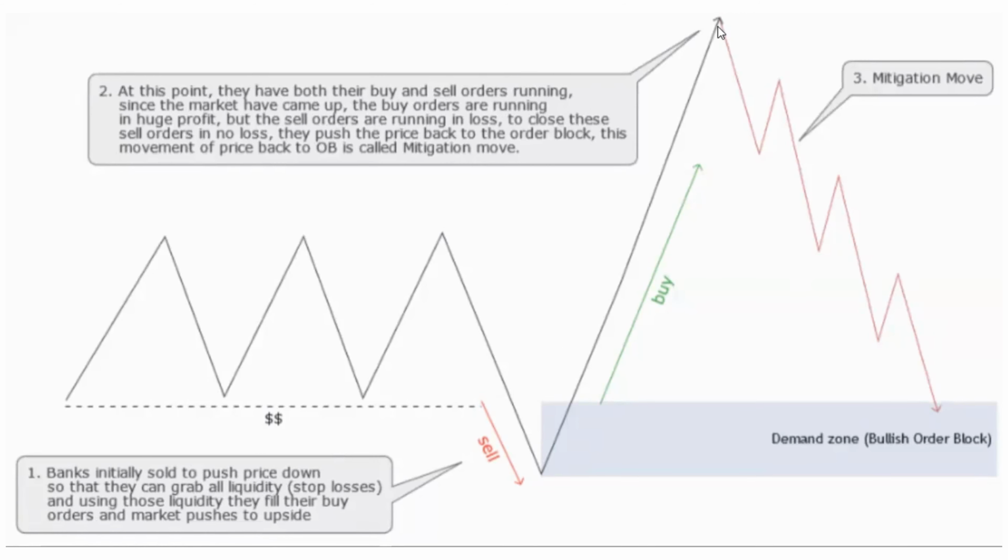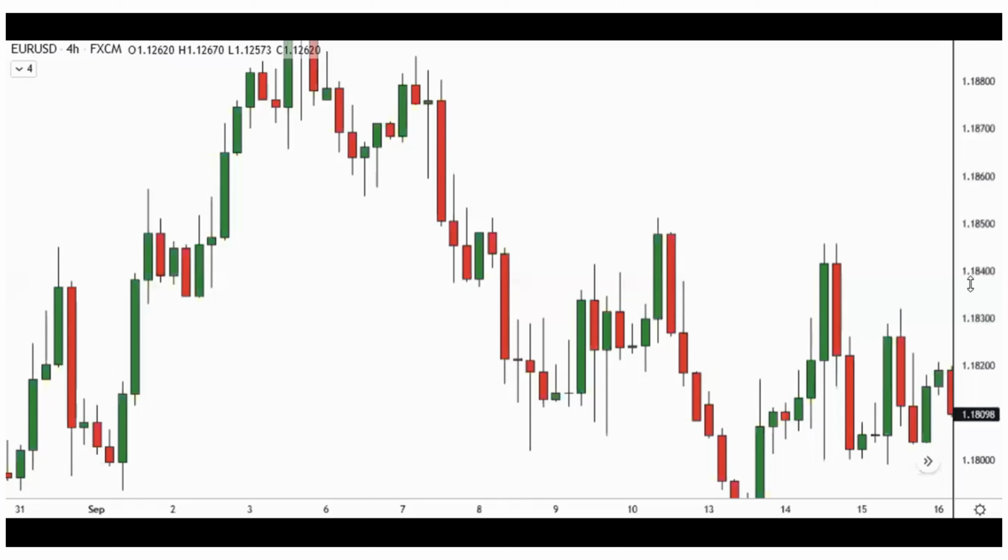So both are running. Since the market has come up, the buy orders are running in huge profit, but the sell orders are in huge loss. So to close these sell orders, they drive the price back to the order block zone, basically the demand zone. That's called a mitigation move. So this is what mitigation means. So when we create an order block, price comes back to the order block. That's exactly what mitigation means.